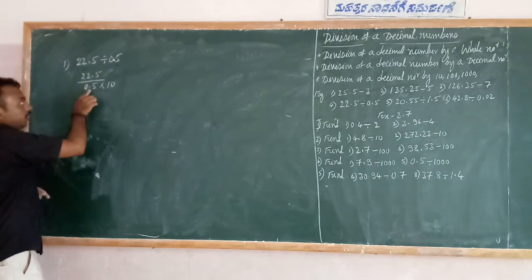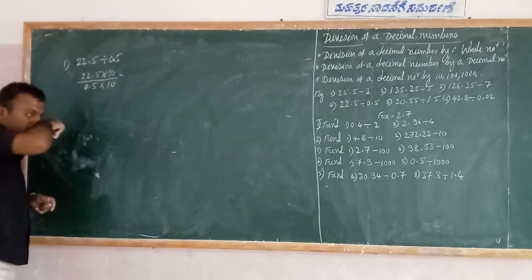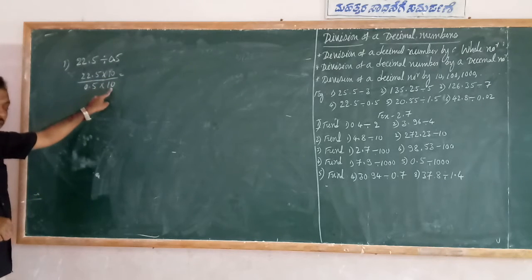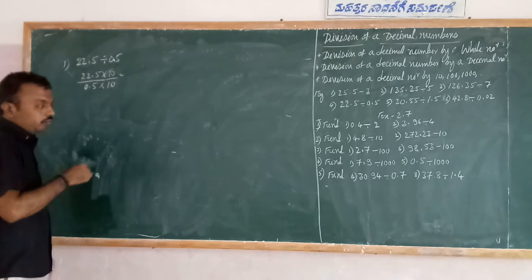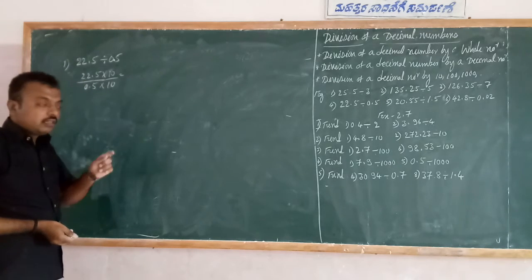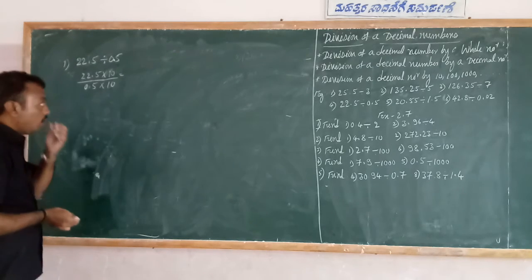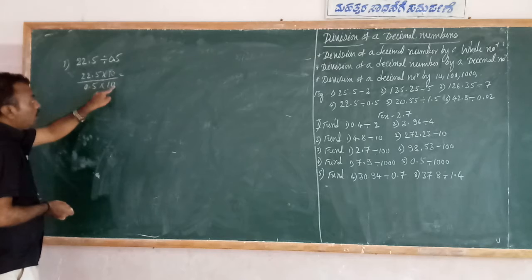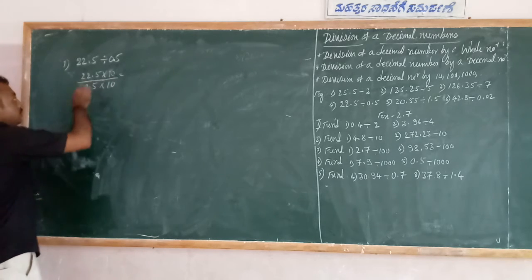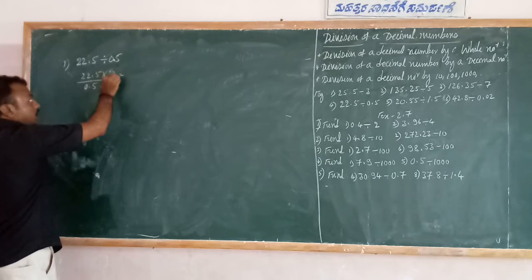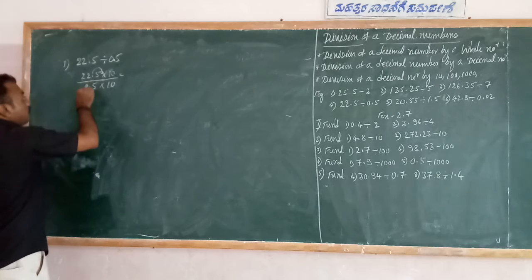If you multiply the denominator by 10, we also have to multiply the numerator. Whatever you multiply the denominator by, the numerator must be multiplied by the same number, compulsory. So we know that when multiplying by 10, 100, 1000 etc., the point is shifted to the right side. How many digits is it shifted? The number of zeros. How many zeros are there? Only one zero is there. That's why the point is shifted one digit to the right side.